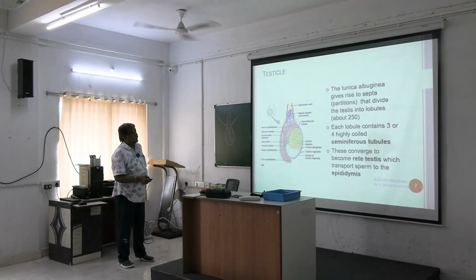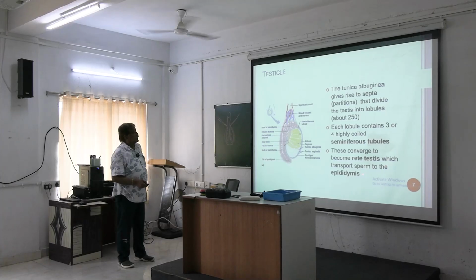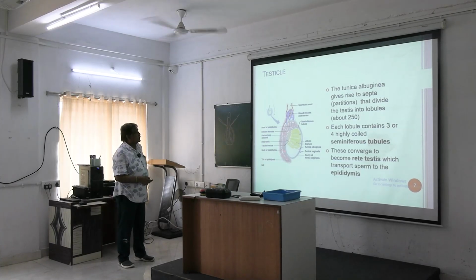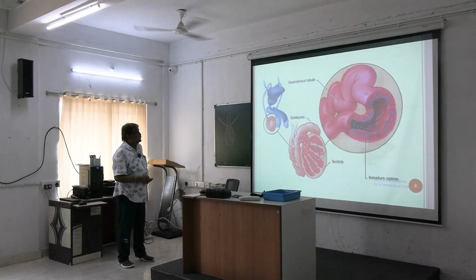Each lobule contains 3 or 4 highly coiled seminiferous tubules. These converge to become the rete testis, which transports the sperm to the epididymis. This is the epididymis. This is the rete testis. Now you can see the seminiferous tubules.